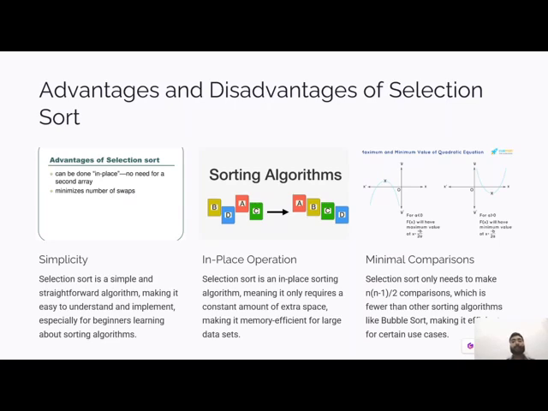learning about sorting algorithms. So what is the sorting algorithm? Like it is given here, B, D, A, C. It sorts the array like A, B, C, D in order, in place operation. Selection sort is an in-place sorting algorithm, meaning it only requires a constant amount of extra space, making it memory efficient for large data sets.